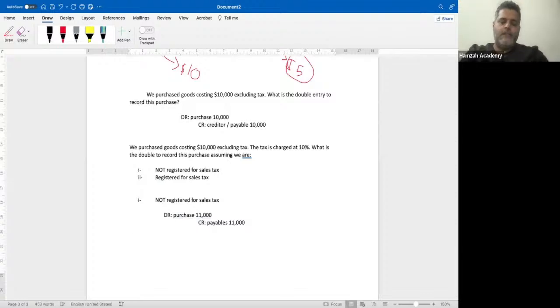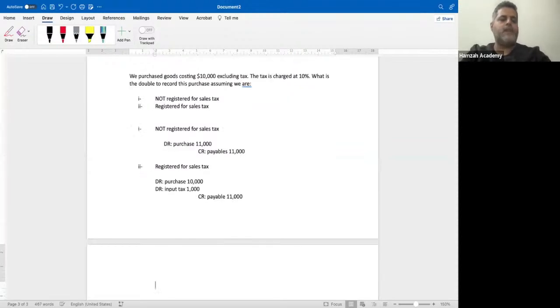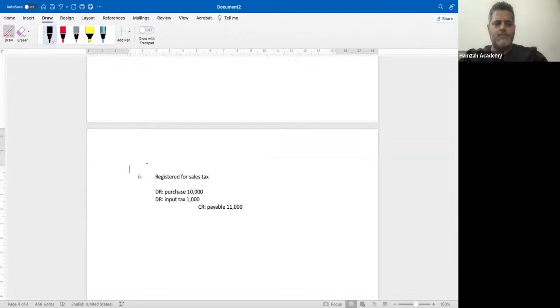And if you are registered for sales tax, you will debit the purchase with 10,000. You will debit the input tax as 1,000 and you will credit the payables with 11,000, right? Okay, let's just have it over here because I have to mark some lines over here. Now, remember this thing.